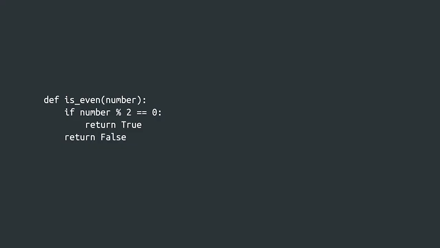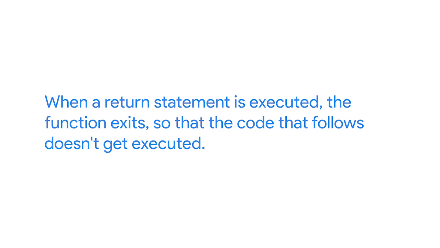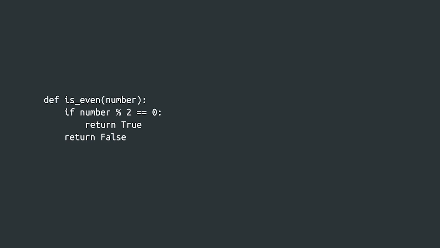In this function, we're using this principle to decide whether a number is even or not. So, how come we have these two return statements, one below the other, without an else statement? The trick is that when a return statement is executed, the function exits, so that the code that follows doesn't get executed. This means that if the number is even, the computer will reach the return true statement and exit the function. Anything that comes after that will only be executed if the condition in the if statement was false.